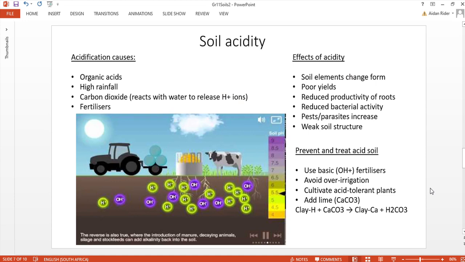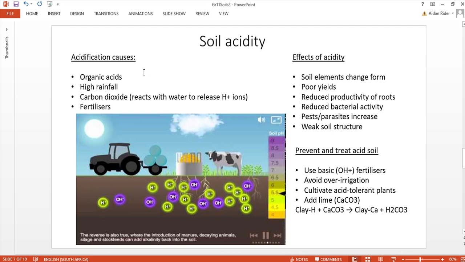So what causes the soil to become acidic? Things like organic acids, like your humus or feces from animals, manure, can add more hydrogen atoms to the soil and cause it to become more acidic. Higher rainfall can also cause it. As soon as the rain comes in, it washes away most of the other free minerals in the soil. As soon as it washes that away, more water is inside the soil and chemical reactions happen, and then more hydrogen atoms are available in the soil, making it more acidic.